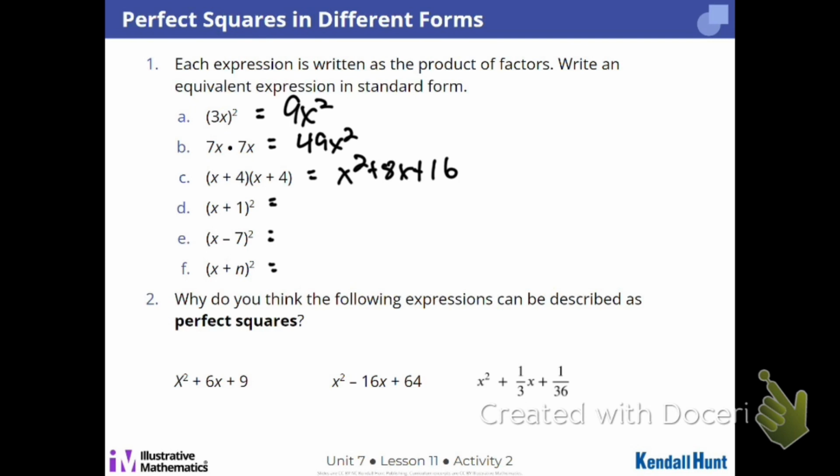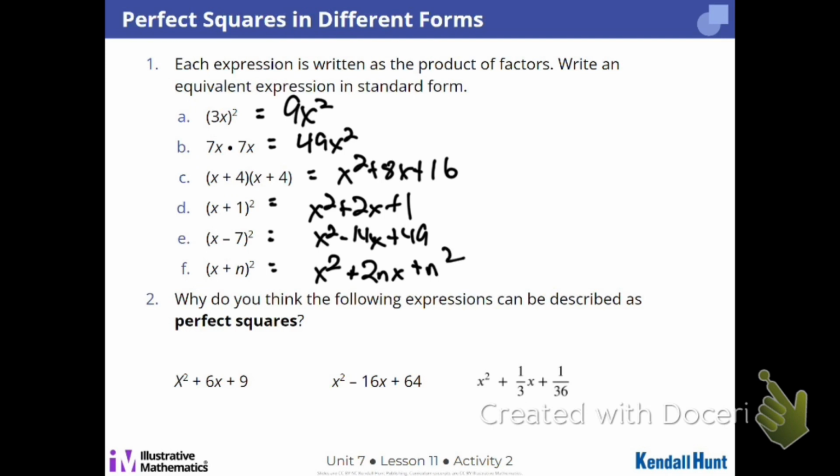This is where I could imagine some people getting some stuff wrong. X squared plus 2x plus 1. Anybody missing that 2x? Okay. Yeah, if you are, my suggestion is this. Adds to be b, multiplies to be c. Okay. So the next one, x squared minus 14x plus 49. And last one, x squared plus 2nx plus n squared. Okay?